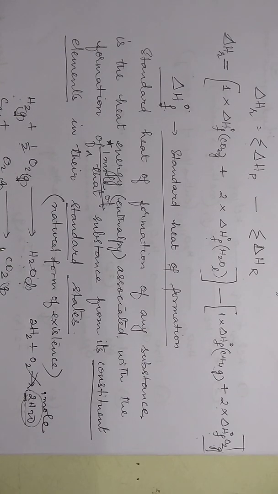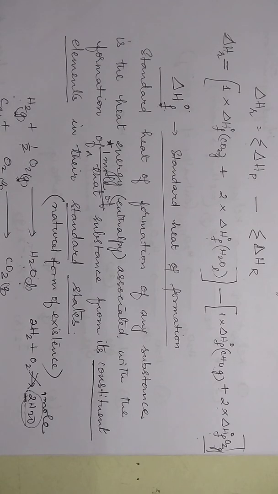Now supposing you want to give heat of formation of CO2, standard heat of formation of CO2. CO2 is formed from what? Carbon and oxygen. Which form of carbon? Graphite. Graphite is the naturally existing form of carbon, mostly. So you will write C graphite plus O2 gas gives CO2 gas.